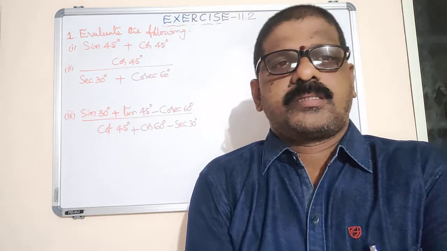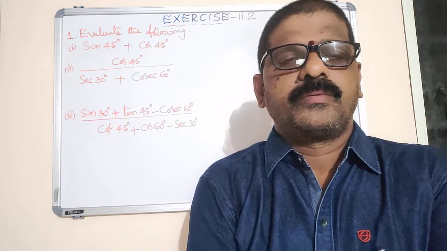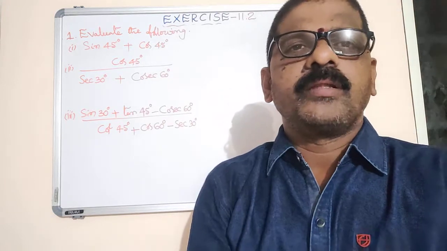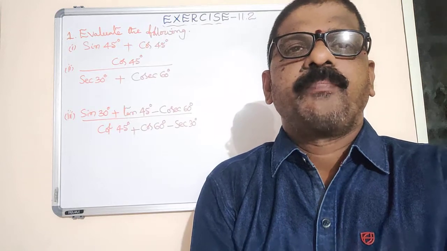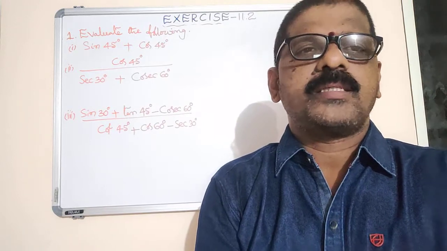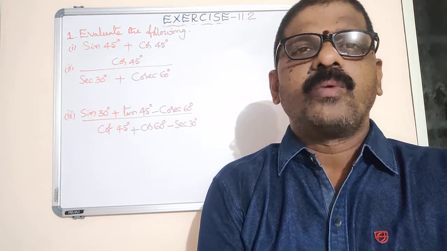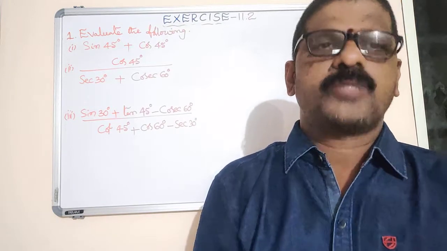We discuss exercise 11.2 from the trigonometry chapter. So the first one is evaluating the following. The first question is sin 45 degrees plus cos 45 degrees. Okay. So what is the value of sin 45 and cos 45?